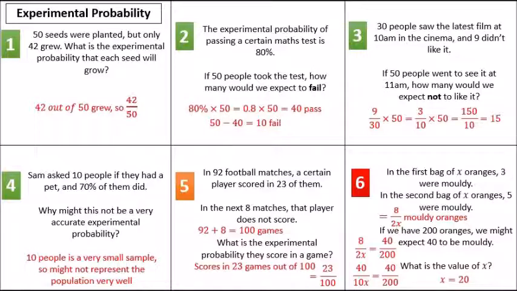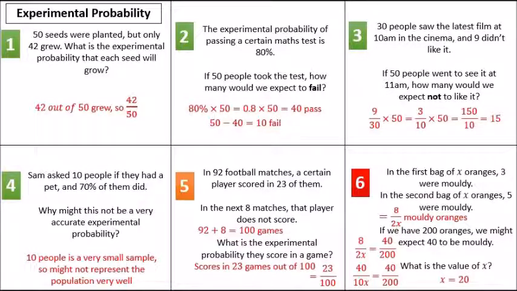Question 3, 30 people saw the latest film at 10 AM, 9 didn't like it. If 50 people went to see it at 11 AM, how many would we expect not to like it? So 9 out of 30 didn't like it, so the experimental probability is 9 over 30. And we can multiply that by the number of people that went to see it at 11 AM. So multiply it by 50.